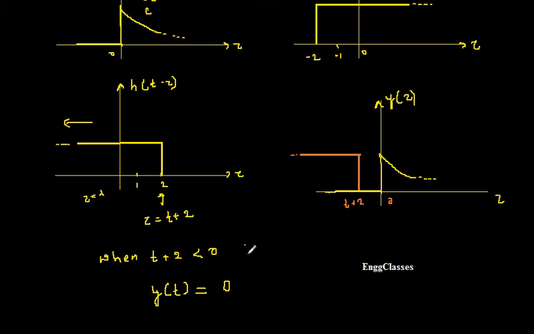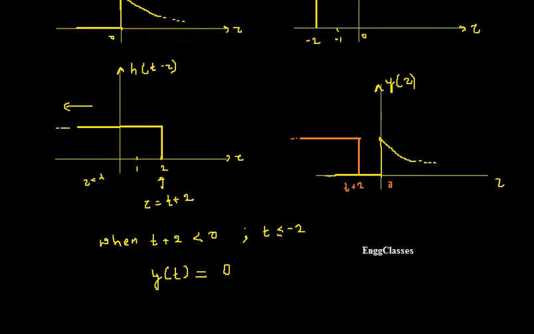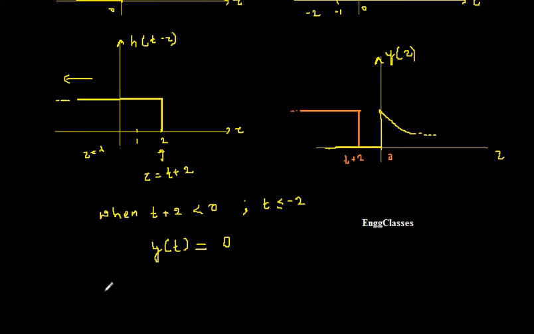One more important point is, I have written t plus 2 less than 0. If I want to write it in terms of t, take 2 onto the right hand side, it is going to be t less than or equal to minus 2. So this is also important. Once that has been done, I can move further. What next I do is, when t plus 2 is made greater than or equal to 0, what am I going to get?